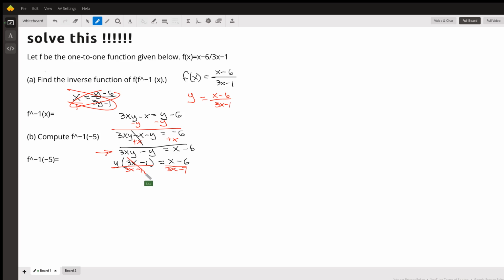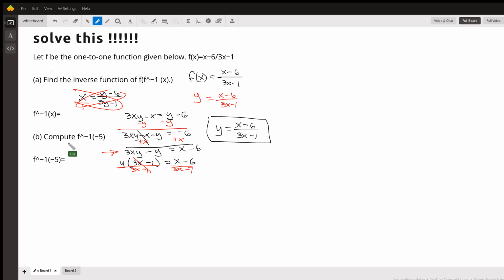And it ends up, which is very interesting, that the inverse function is the same as the original. So that is your inverse function. F inverse of x is equal to (x minus 6) over (3x minus 1).